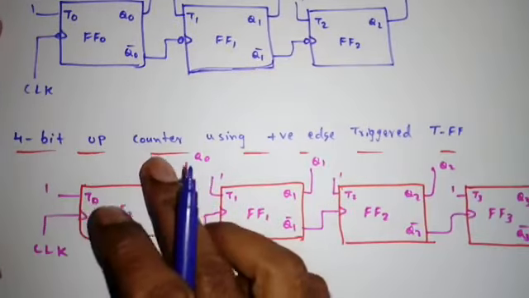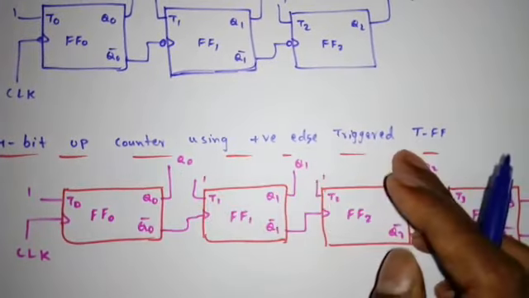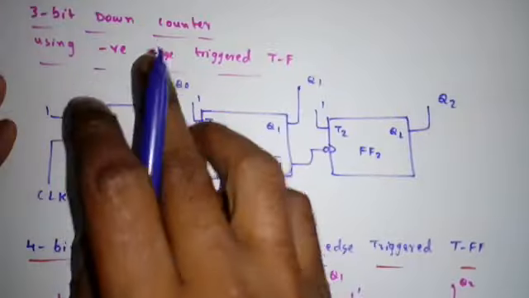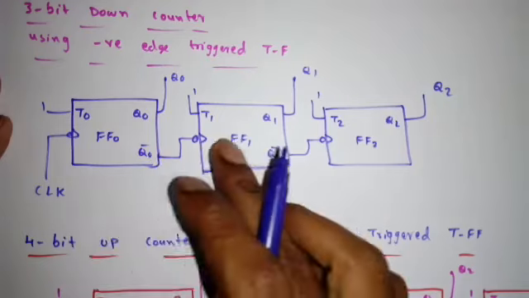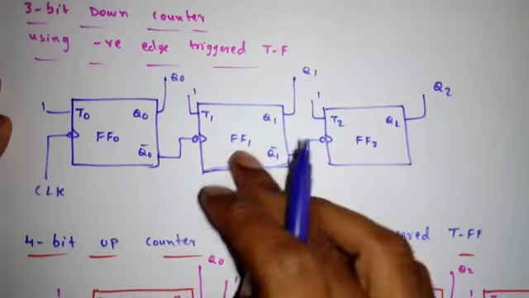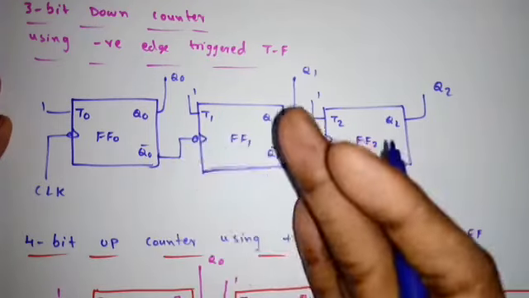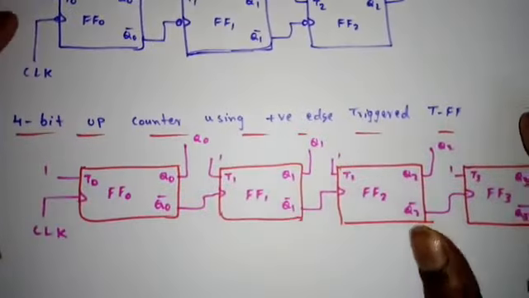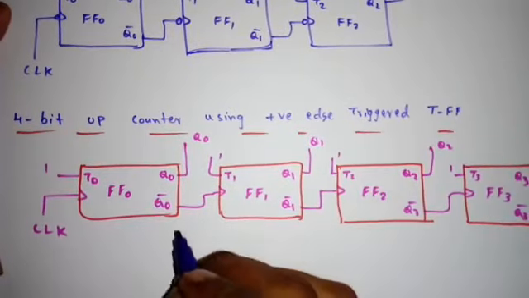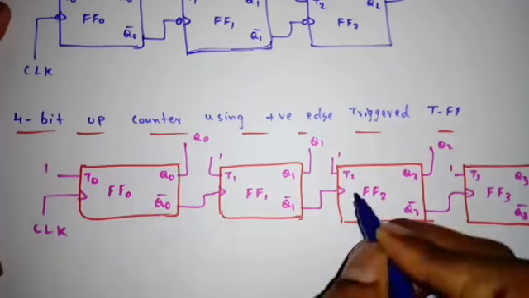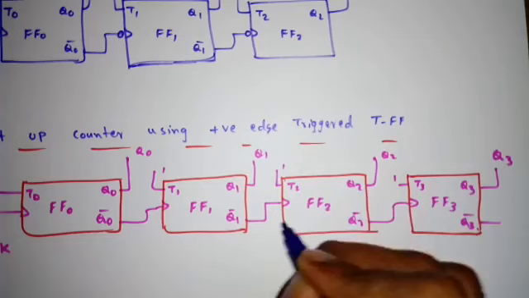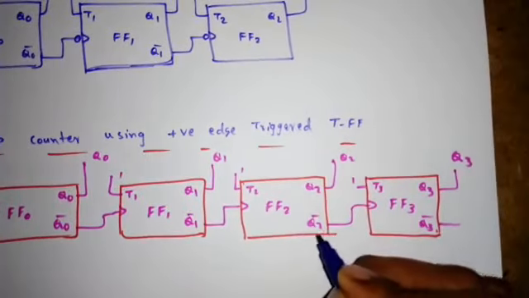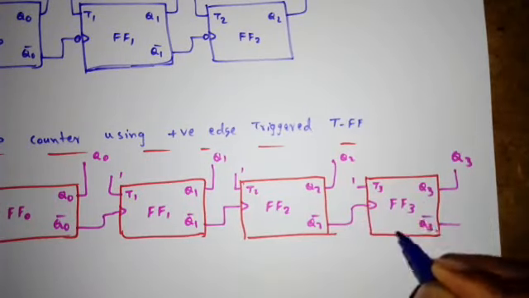Similarly, this is 4-bit up counter using positive edge trigger T flip-flop. I did not mention it is ripple counter. By default these are ripple counters because the first flip-flop output is driving the next flip-flop clock. That's it. Simply it is a ripple counter only. So this is 4-bit up counter. See here, this is a positive edge trigger, but Q0 bar is driving the next flip-flop. Q1 bar is driving flip-flop 2. Q2 bar is driving flip-flop 3.